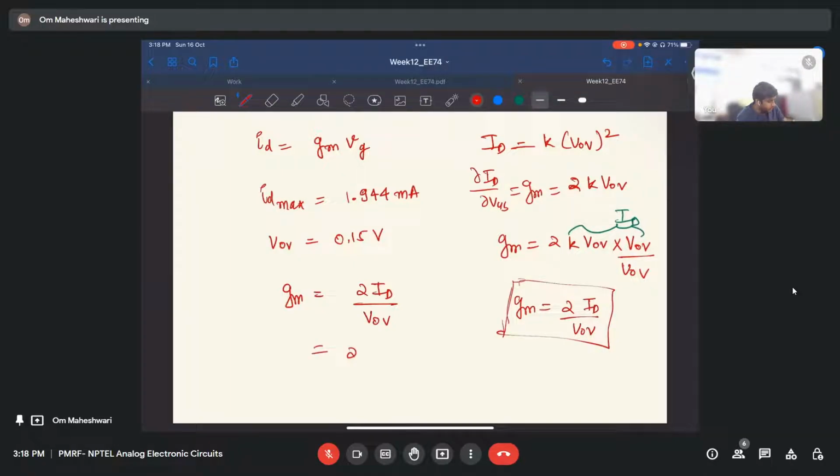So here 2 into 1.944 milliampere on 0.15 volts. It will be, let me check. Can any of you please solve this? I am getting it as 25.9 millisiemens. Please see if it is correct.